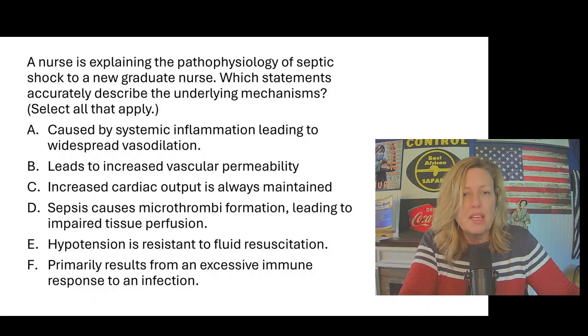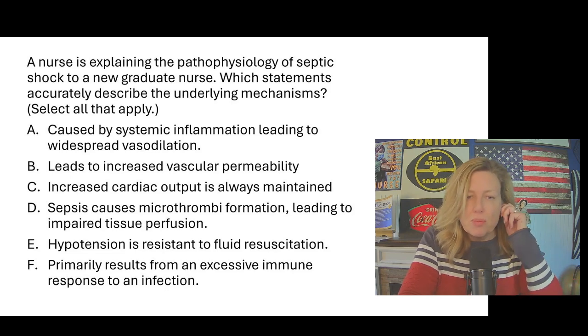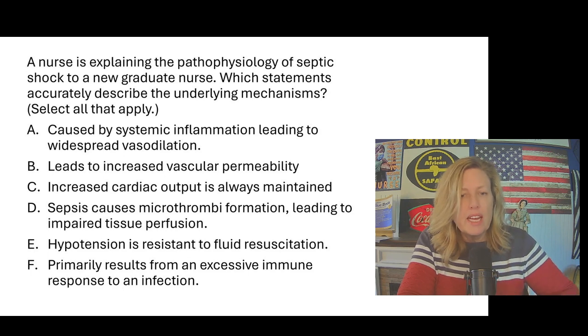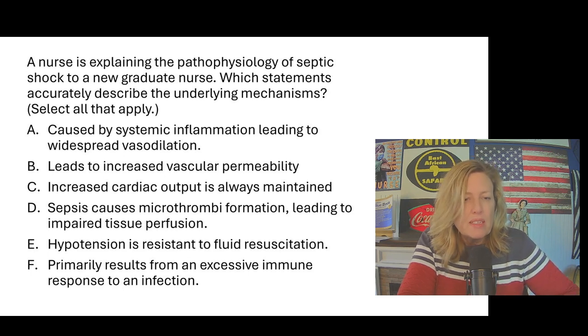All right, let's go ahead and see if I can help you understand this a little better. A nurse is explaining the pathophysiology of septic shock to a new grad. Which statements accurately describe the underlying mechanisms of septic shock? Caused by systemic inflammation leading to widespread vasodilation, leads to increased vascular permeability, increased cardiac output is always maintained, sepsis causes microthrombi formation leading to impaired tissue perfusion, hypotension is resistant to fluid resuscitation, primarily results from an excessive immune response to an infection.